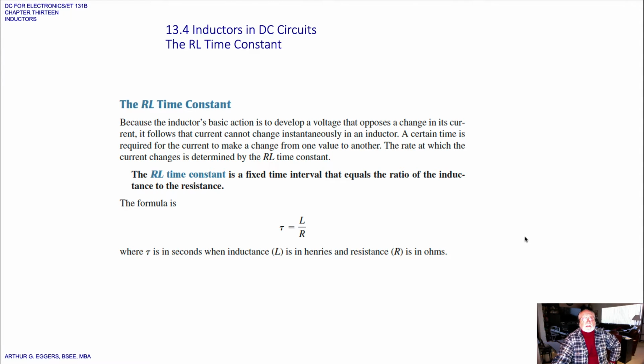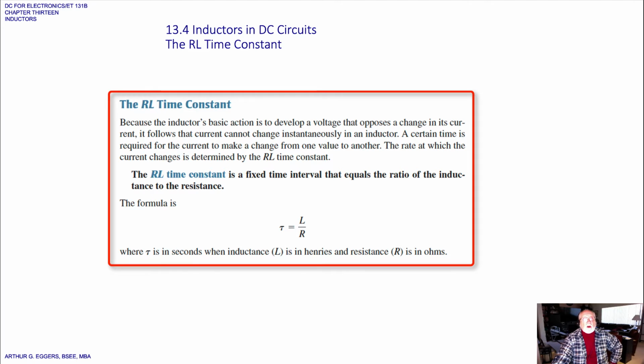The RL time constant. Just like we did with the resistor-capacitor relationship, we need to do the RL time constant and determine how we can calculate the amount of current flowing through a circuit at a given period of time. Because the inductor's basic action is to develop a voltage that opposes a change in current, it follows that current cannot change instantaneously in an inductor.